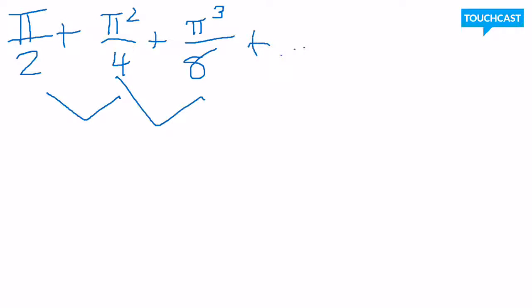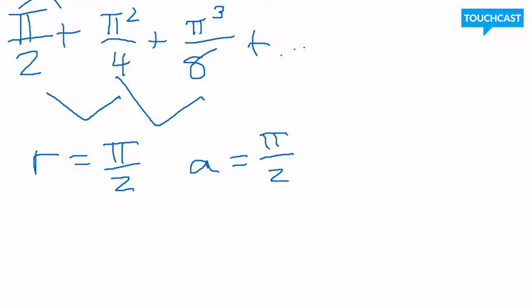Maybe also you could tell just by looking. So I can tell here that I'm always multiplying by pi over 2. So this is in fact a geometric series, and r is pi over 2. A happens to also be pi over 2. A is pi over 2 because the first term is pi over 2. R is pi over 2 because that's the value I multiply it by every time to get the next term in the series.